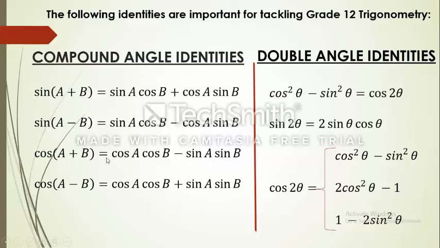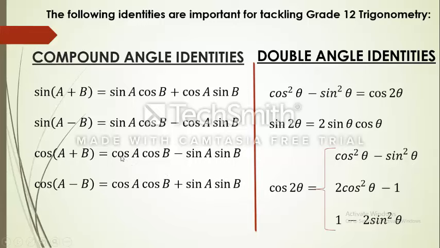Cos(A + B) simplifies to cos A cos B − sin A sin B. Cos(A − B) simplifies to cos A cos B + sin A sin B. You will notice that when we are adding two angles A and B, we also add this side when it's sine. When we are subtracting, we also subtract here. But for cos, when we are adding, we subtract. When we are subtracting this side, we add.